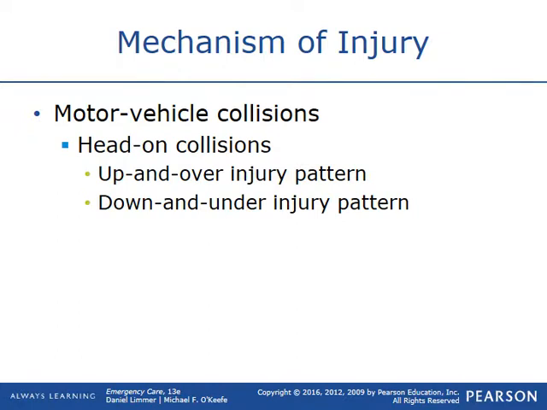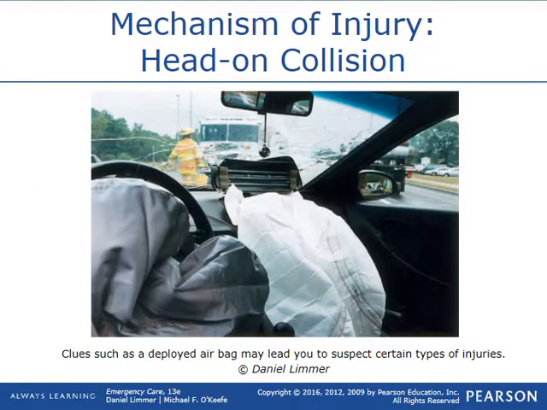Motor vehicle collisions. You've got head-on collisions, where you can likely see an up and over injury pattern, as in into the windshield and up over the dash, or your down and under injury pattern, in which they're going to go underneath the dash. Both of these are going to yield different types of injuries. Clues such as deformed steering wheels or deployed airbags may also lead you to suspect other types of injuries.